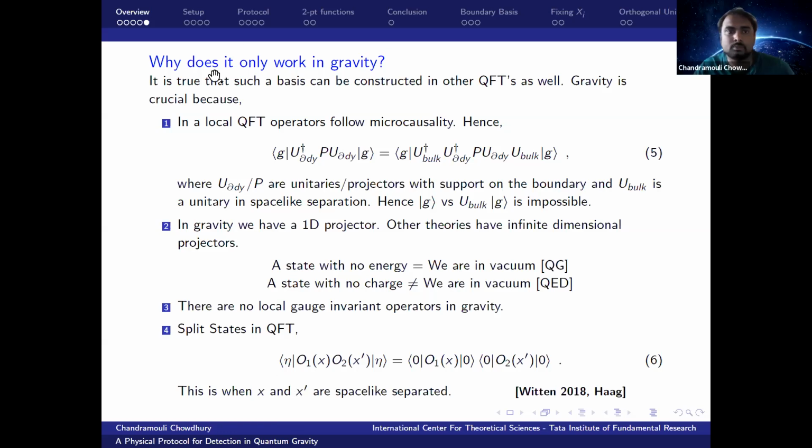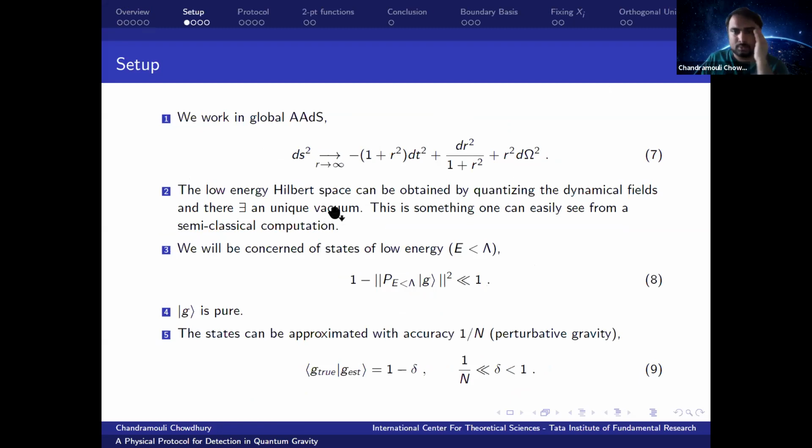All right. So if there are no more questions from the overview, let me proceed to the setup. This thing I've already mentioned, that I'll just work in global AdS. This is going to be the metric. The explicit form of the metric won't really be very important, but just to state what it is. And point 2 is something I've already stressed before, that the low energy Hilbert space can be obtained by quantizing dynamical fields, and there exists a unique vacuum for this particular metric. This is something that you can easily see from a semi-classical computation.